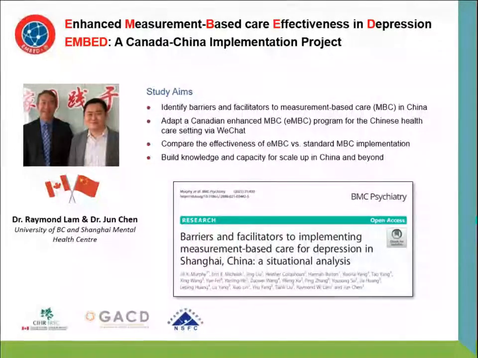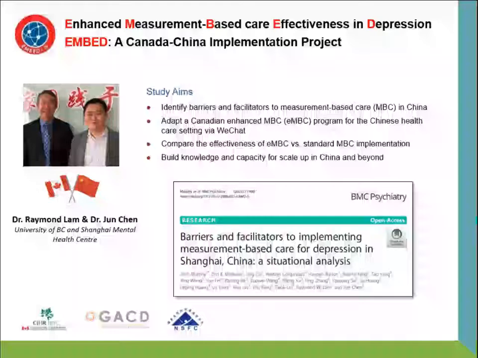That was the main reason why my colleague, Dr. Chen Jun from the Shanghai Mental Health Center and I initiated a research study that we call MBED, Enhanced Measurement-Based Care Effectiveness in Depression, to really implement measurement-based care in the mental health centers in Shanghai.